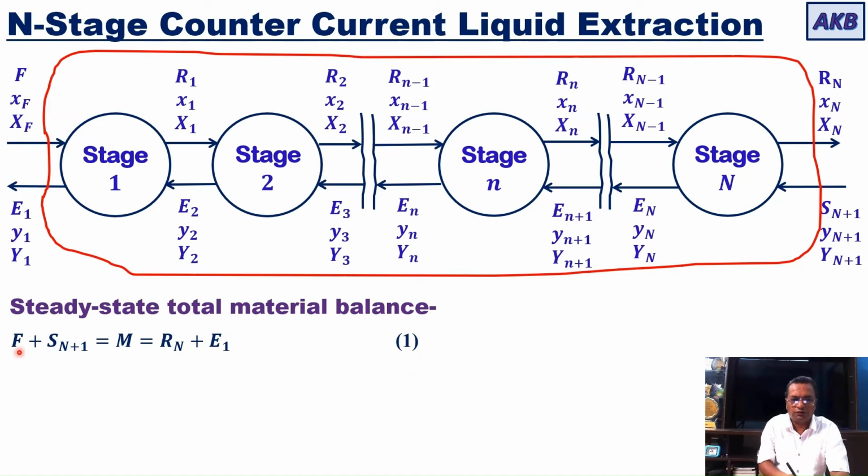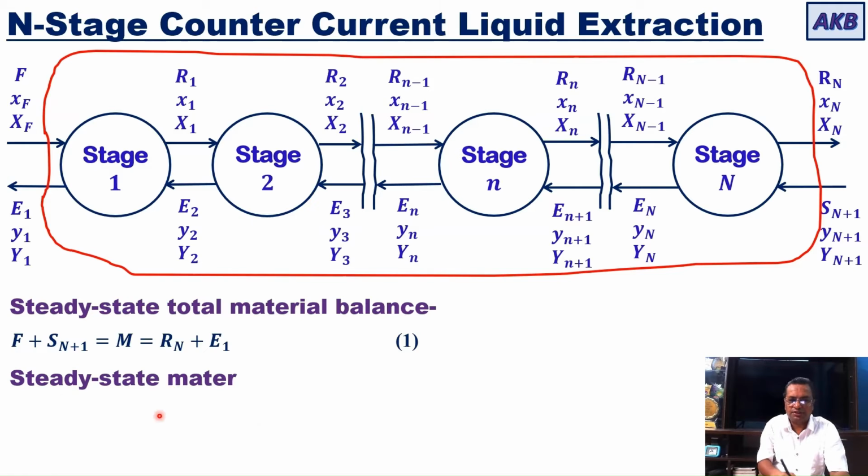So the mass flow rate of feed plus the mass flow rate of solvent is equal to the mass flow rate of the hypothetical mixture that is considered to be forming in the envelope, that is equal to the mass flow rate of the final raffinate that is coming out of the envelope, plus the mass flow rate of the final extract that is coming out of the envelope. I am calling it equation 1.